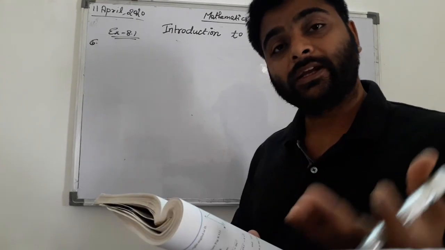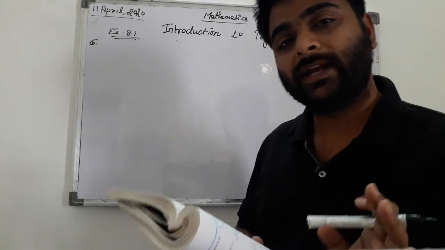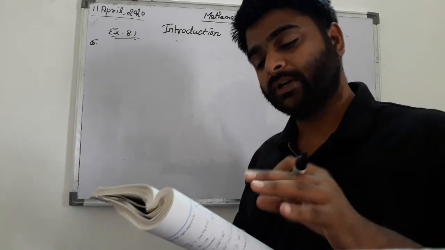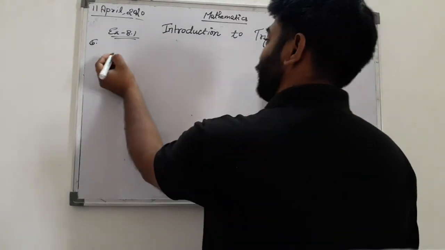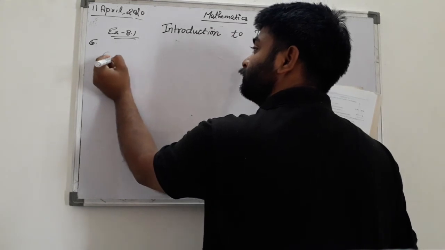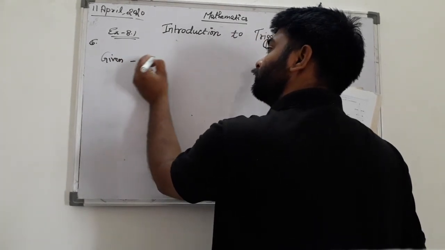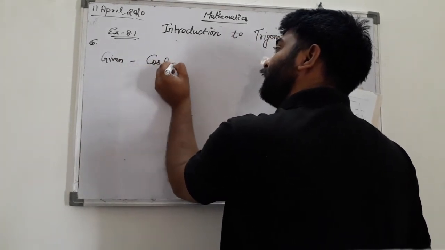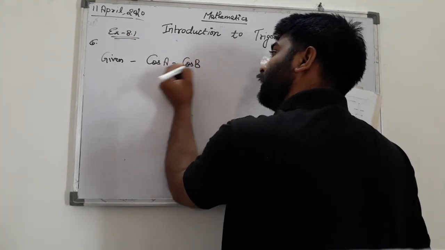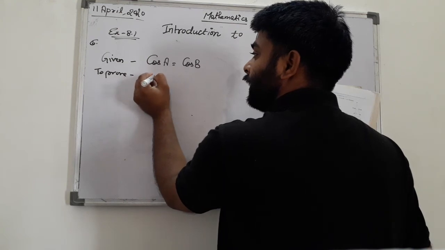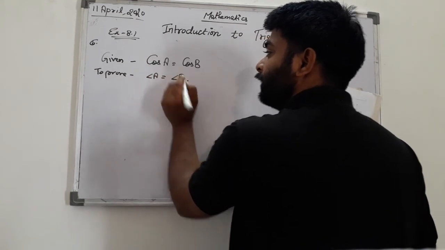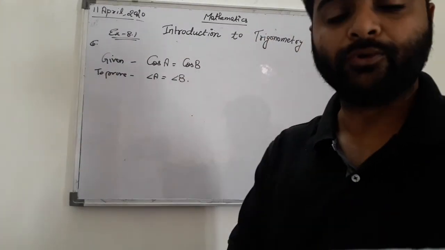हमें क्या दिखाना है कि एंगल A और एंगल B इक्वल है कि नहीं है, ये हमें प्रूव करना है. That we have to prove. So class, what is given? It's given cos A equals cos B. We need to prove angle A equals angle B. That we need to prove.